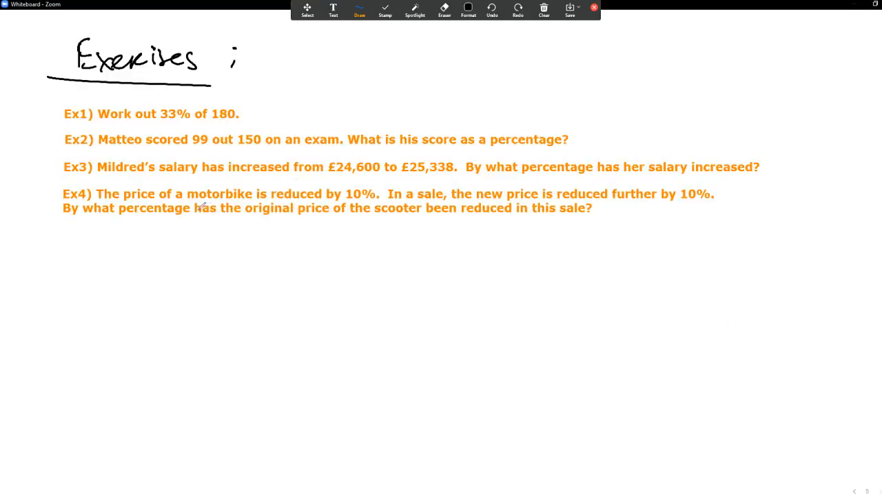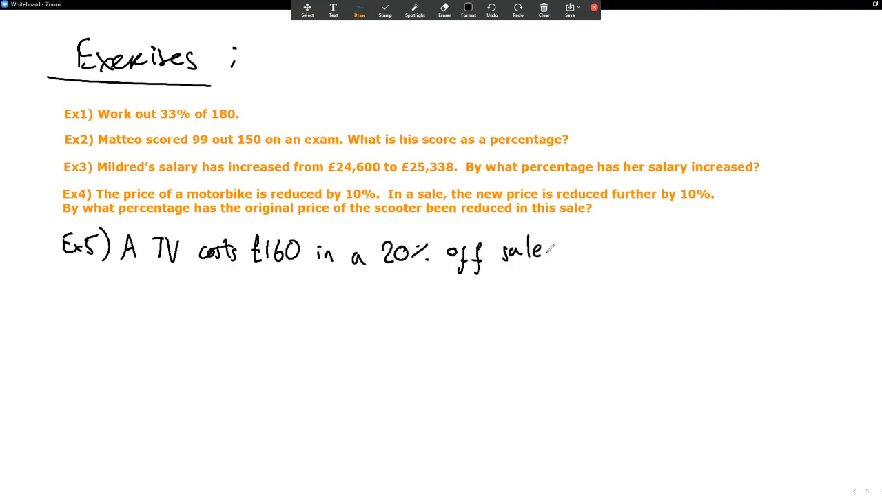Try these 4 exercises, and I will actually also add another one on reverse percentages. So let's say size 5: a TV costs £160 in a 20% off sale. What was the original price?